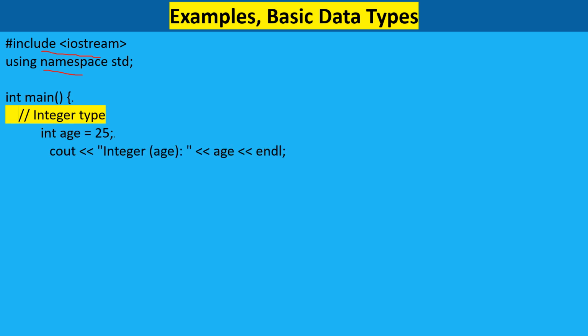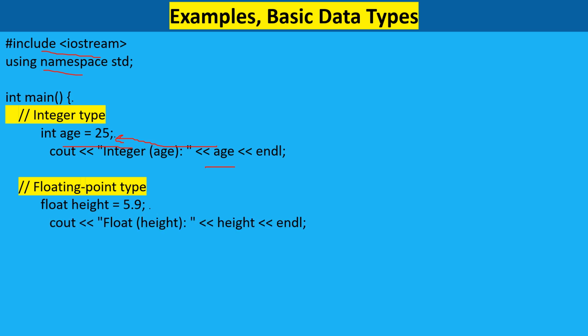Integer types: declare an integer variable age initialized to 25. Integer is used to store whole numbers, as we discussed, and it will print the age, 25, which is from here. Floating point types: declare a floating point variable height and initialize it to 5.9. Float is used for single precision decimal variables, right? And it will print the value 5.9.